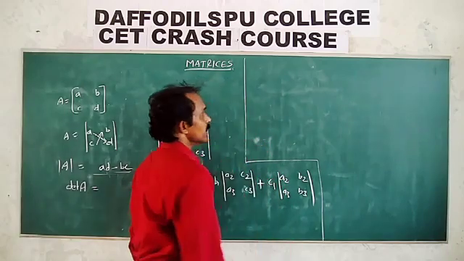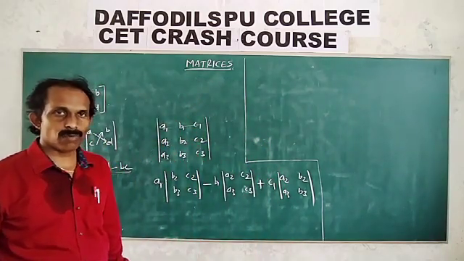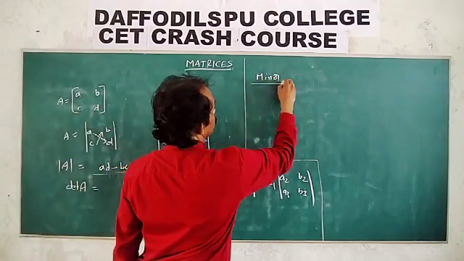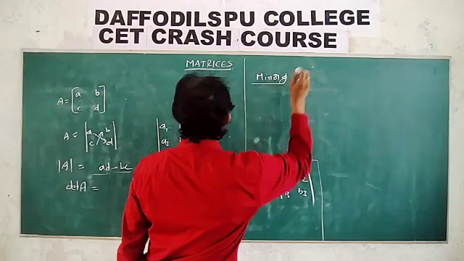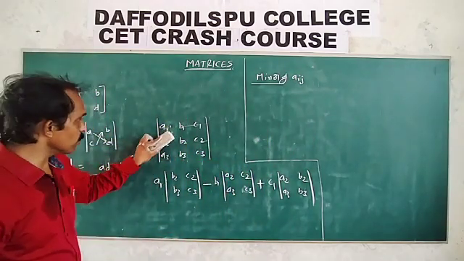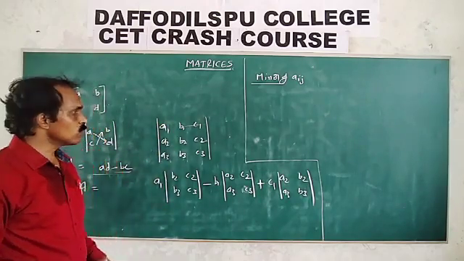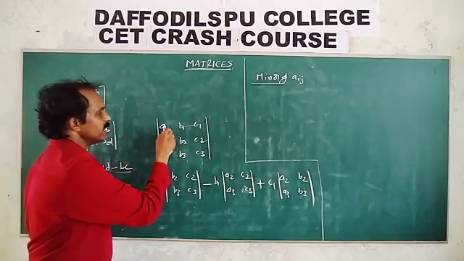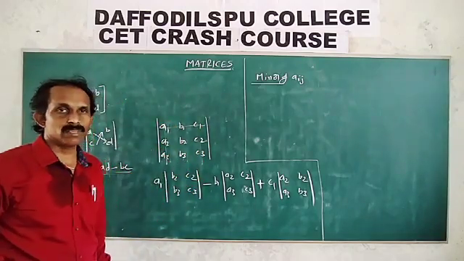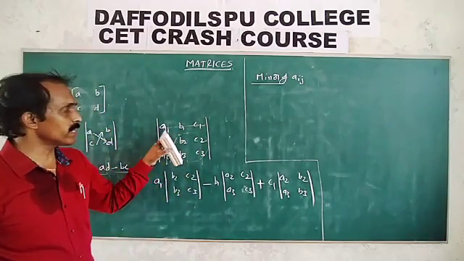Right. Next, what is adjoint here? First of all, minor. What is minor? Minor of Aij. Suppose this is the minor of the element A1. The minor of the element A11 is obtained by deleting its corresponding row and corresponding column, and taking the determinant of the remaining values. So what is the minor of A1?